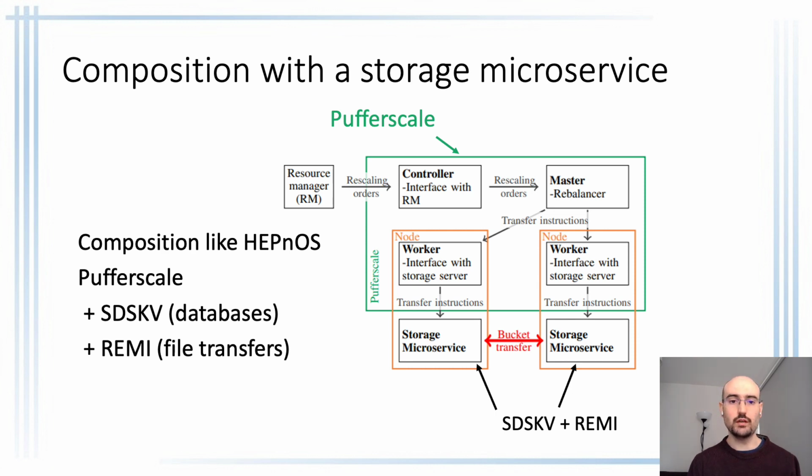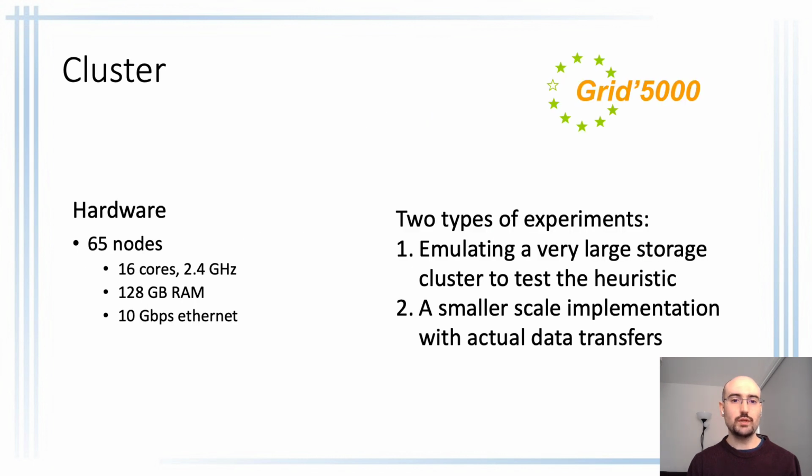Transfers are handled by another microservice called REMI, a component capable of sending files from a node's local storage to another. We evaluated Pufferscale on the Grid 5000 platform on a cluster with 65 nodes. We did two types of experiments. We evaluated a very large storage cluster to test the heuristic, but without actually performing any data transfers. This lets us evaluate Pufferscale's heuristic at large scale in a short amount of time. Then we did smaller scale experiments with actual data transfers.